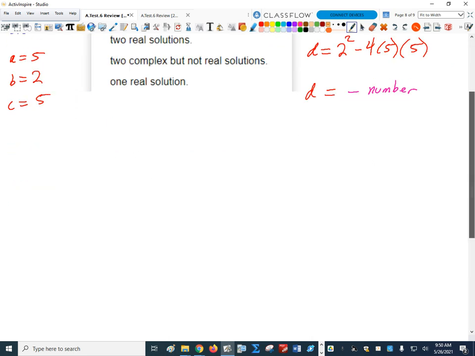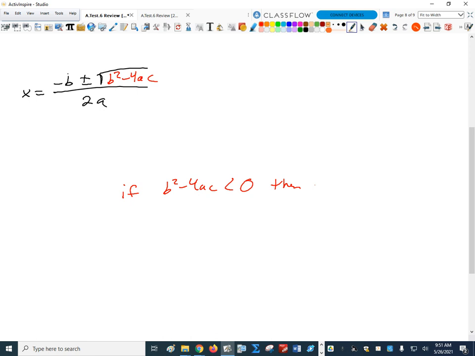Let's review that. Let's just look at the quadratic formula one more time. x equals negative b plus or minus the square root of b squared minus 4ac, all divided by 2a. Well, where are the imaginary numbers going to come from? Imaginary numbers come from having a negative number under a square root. So we know if b squared minus 4ac is negative, meaning it's less than 0, then we're getting 2 imaginary solutions.